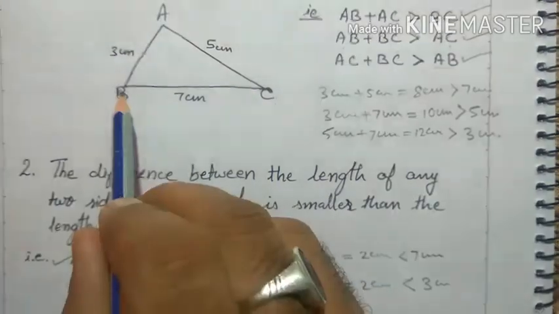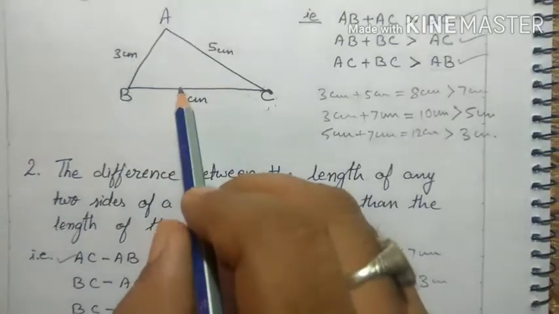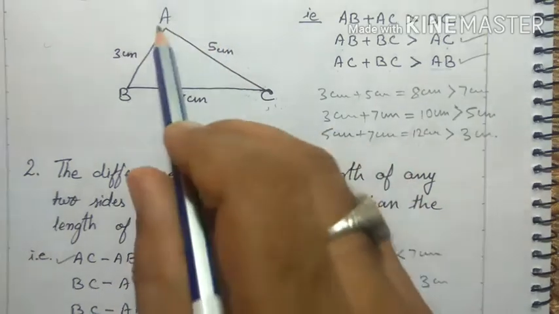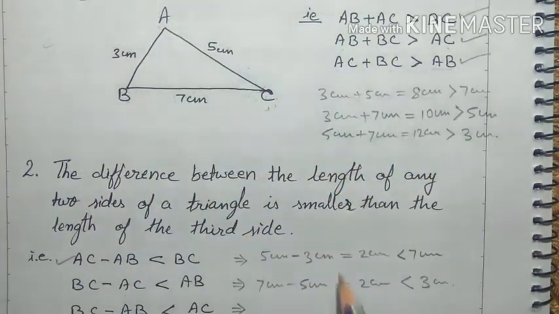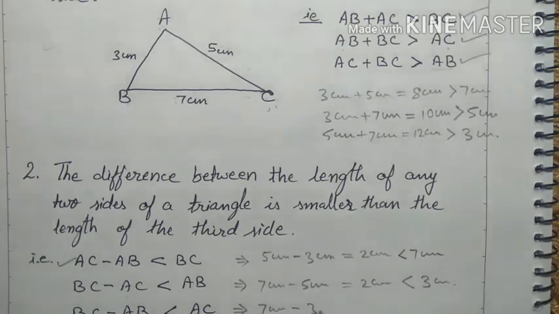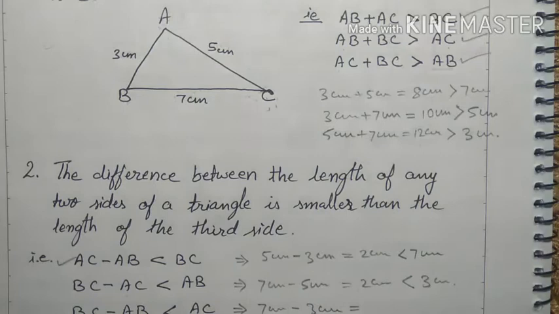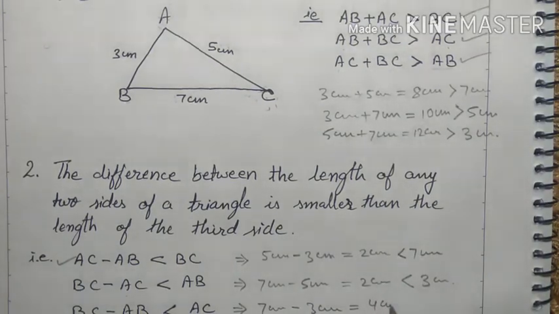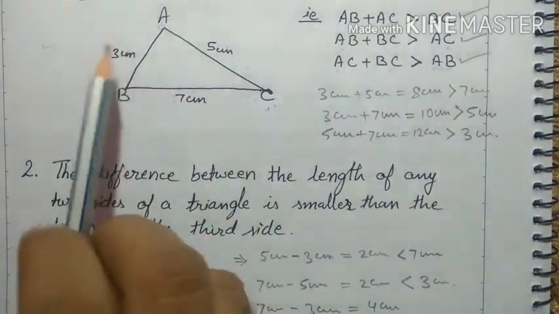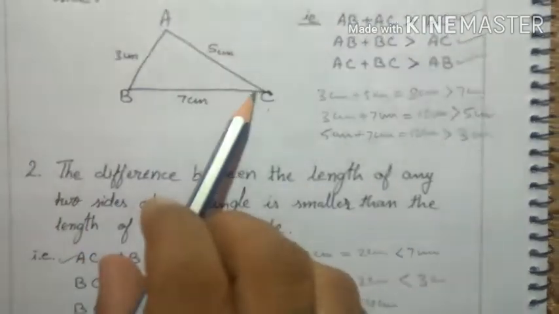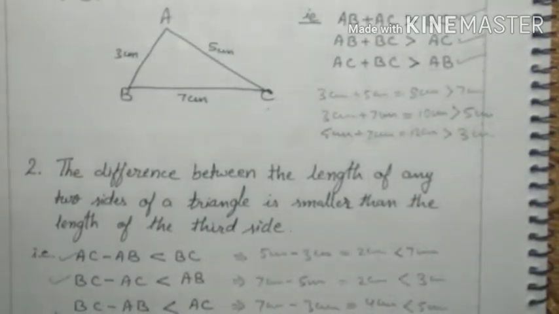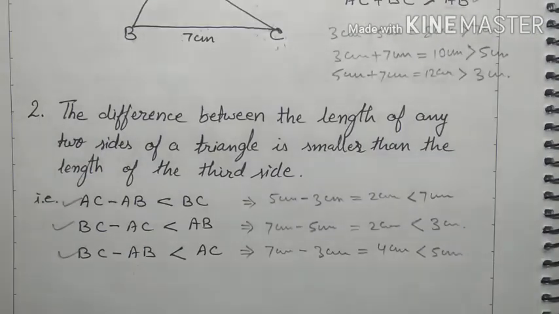Now the next one is BC minus AB. We have to take these two sides and take the difference, which must be smaller than AC, that is 5 centimeter. Now check, BC is 7 centimeter minus 3 centimeter, and the difference is 4 centimeter. And please check here, this 4 centimeter is smaller than AC, which is 5 centimeter. So these properties are also true.